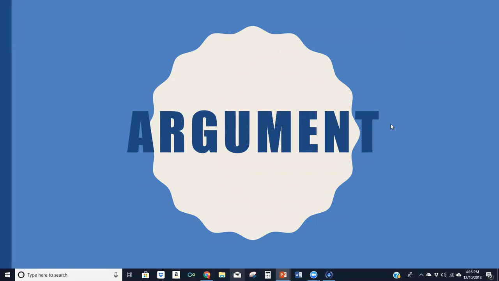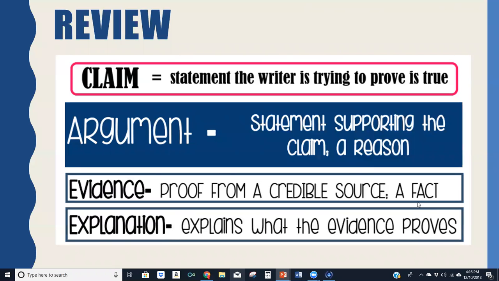So to get started, let's review some really important words that have to do with an argument. The biggest thing is you cannot be a fence rider. You have to stake your side and make a claim to it. So the claim is just a statement the writer is trying to prove is true. And it can be anything that you can argue. As long as there's two sides to the issue, you can argue it.